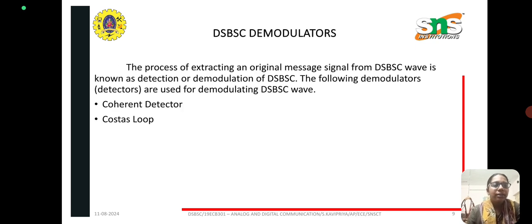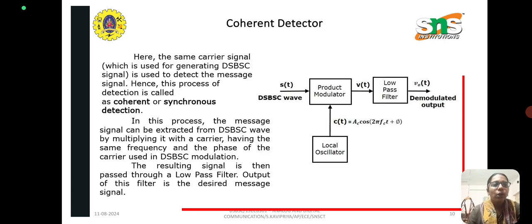Next is the double sideband suppressed carrier demodulator. What is demodulation? It is the process of extracting the original message signal from the double sideband suppressed carrier signal. The demodulators used here are the coherent detector and the Costas loop. First one is the coherent detector.